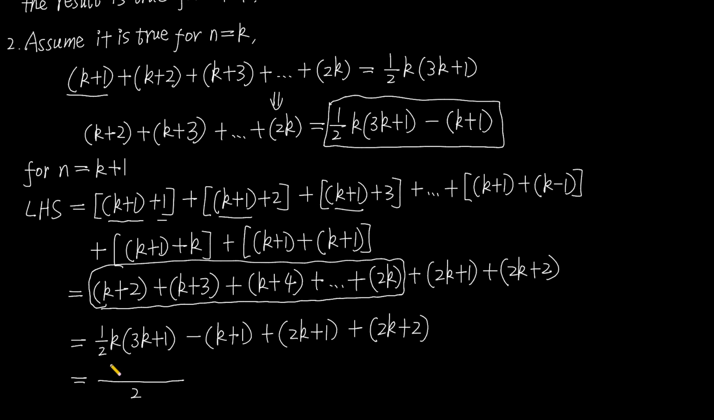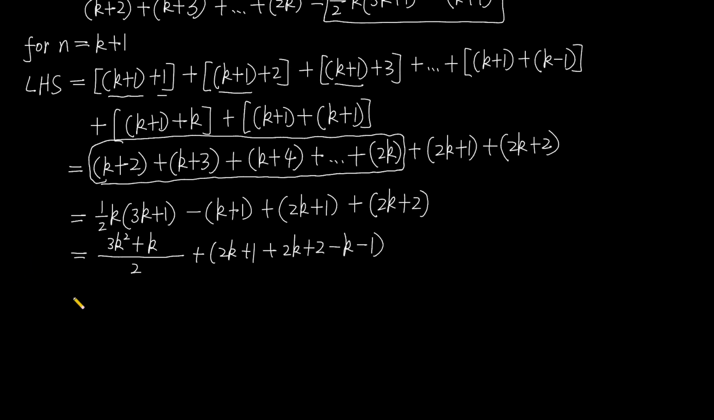1 over 2, then its top is 3k squared plus k. Then plus, we remove the brackets, then it's 2k plus 1 plus 2k plus 2 minus k minus 1. Now this equals 1 over 2, 3k squared plus k plus 3k plus 2.